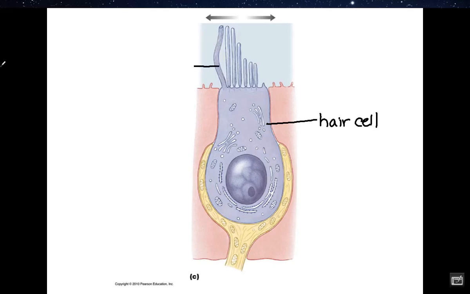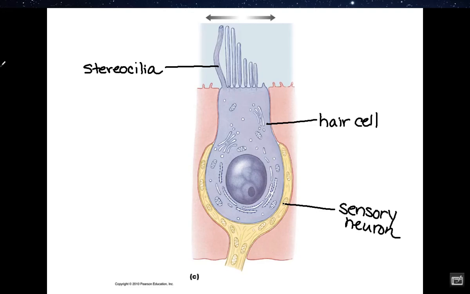And then these long projections are not just cilia, but we actually call them stereocilia because the way they move, the direction that they move, kind of like a stereo, is going to determine what is happening. The yellow portion underneath the hair cell is actually a sensory neuron. And the pink part surrounding the hair cell would be a supporting cell. They are there to help with the functioning of the hair cell.